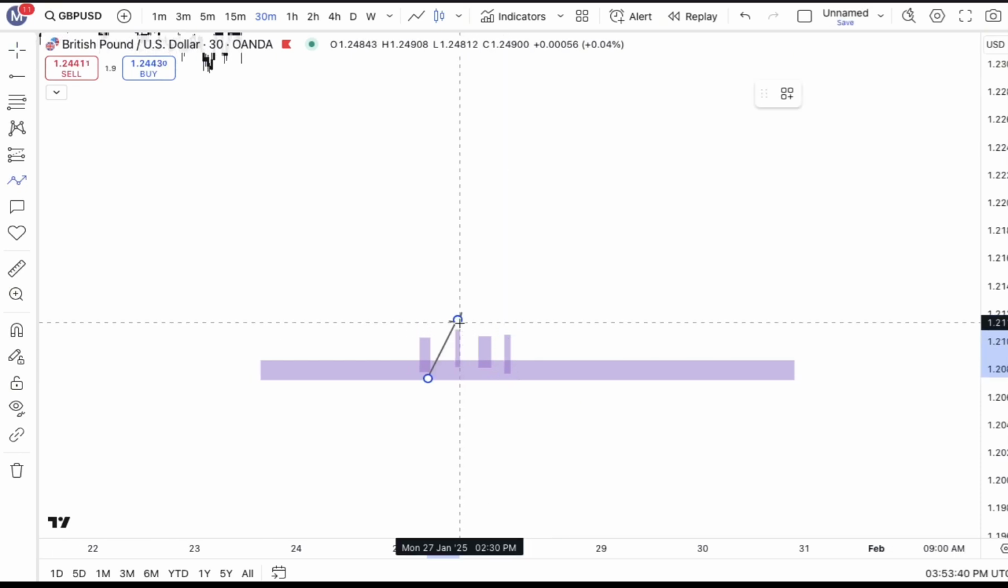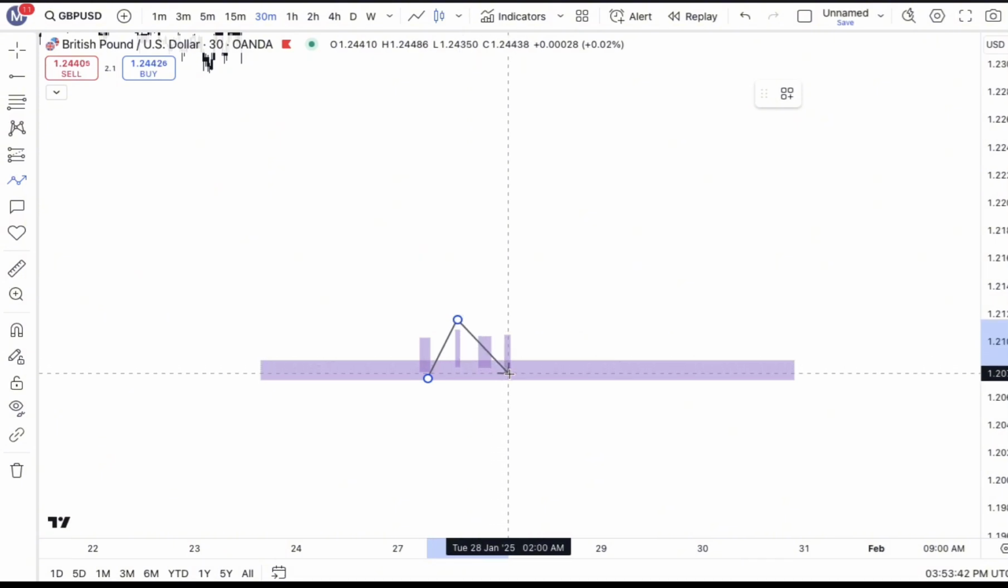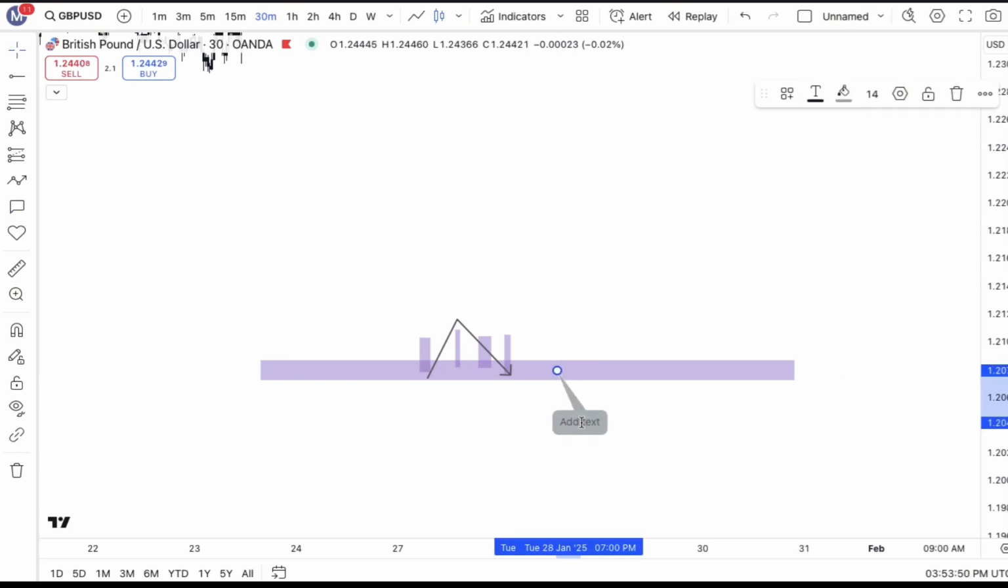So basically, if you're going to draw it how I drew it in the beginning, I'm kind of looking at it like this, okay? This is what I'm looking at. We are currently at a support zone, okay? Because we are at a support zone, we're looking for buys.